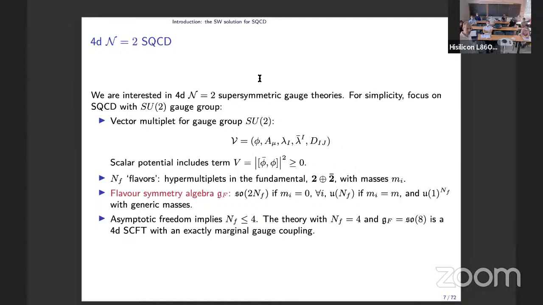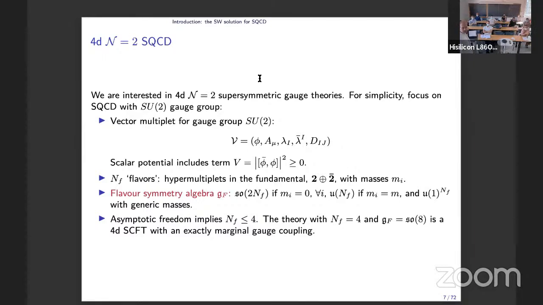So SU(2) gauge theory with matter in hypermultiplets in the fundamental representation of SU(2) with masses m_i for, let's say, the N_F hypermultiplets. Recall that because of asymptotic freedom, if we require asymptotic freedom, we can at most have 4 hypermultiplets, because the beta function coefficient is 4 minus N_F.